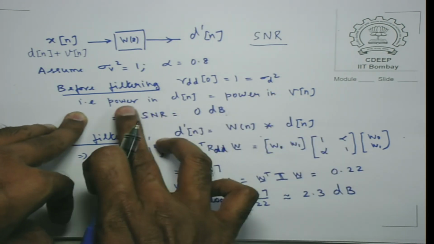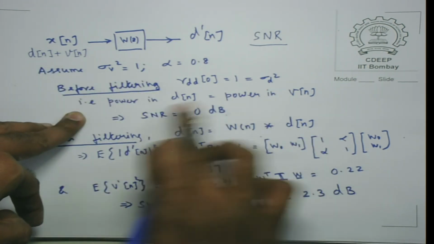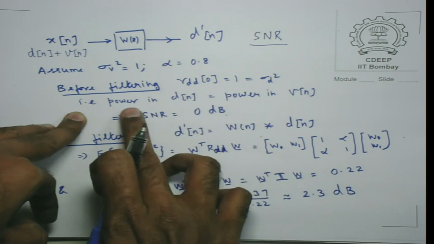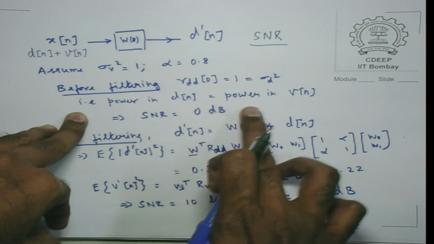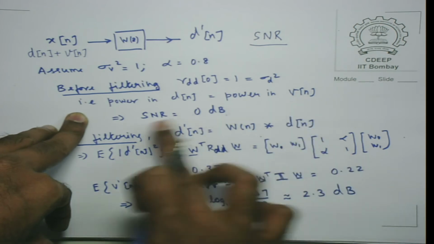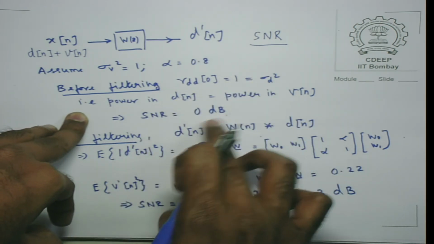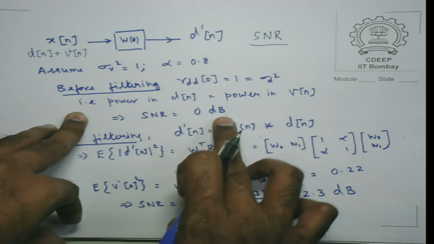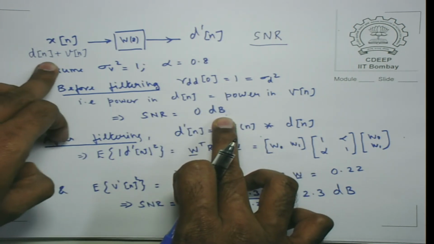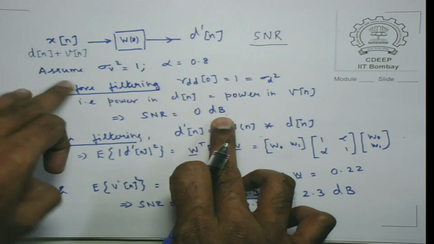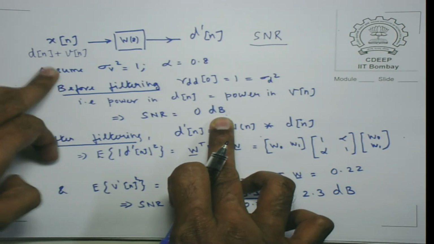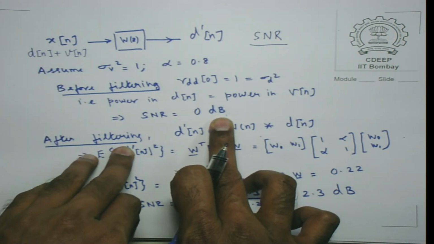If you look at this input signal, they are equal in power, based on our assumption. The power in d of n is 1, and the power in v of n is also 1. If the SNR is 10 log of the ratio of these powers, you end up with 0 dB. The input SNR is 0 dB. Now let us look at what happens after filtering.